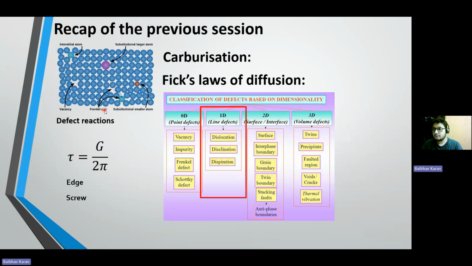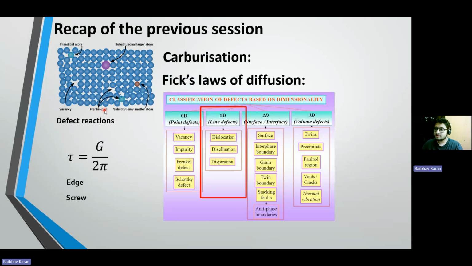Then we learned about defect reactions, how you can write the different types of defect reactions with the help of Kröger-Vink notation. We also practiced some questions on Kröger-Vink notation and how to write it.